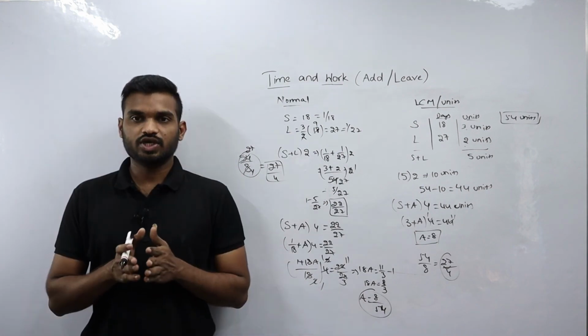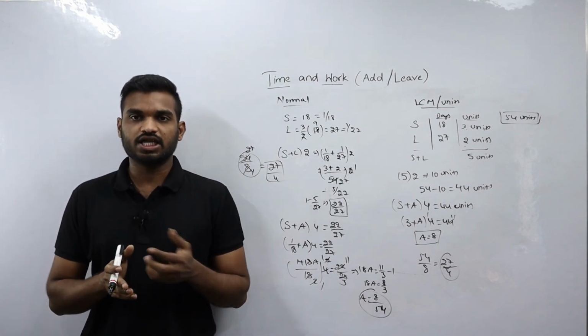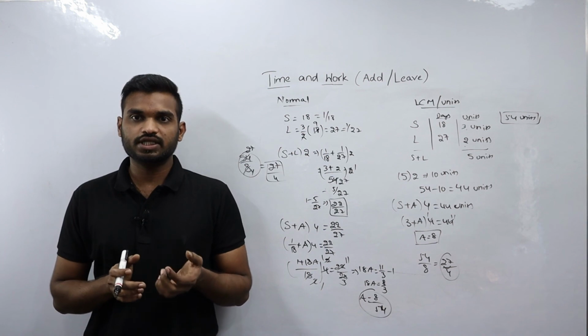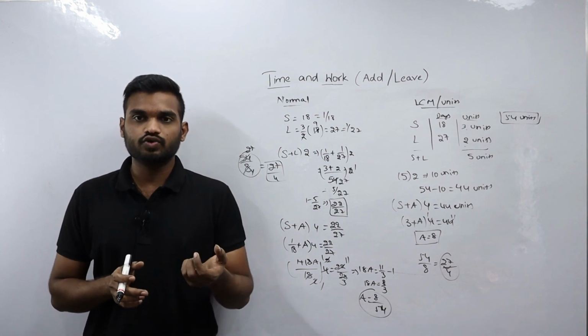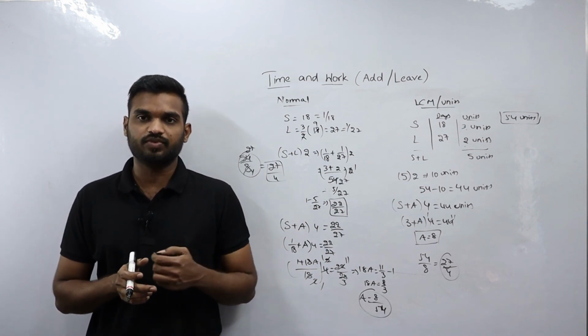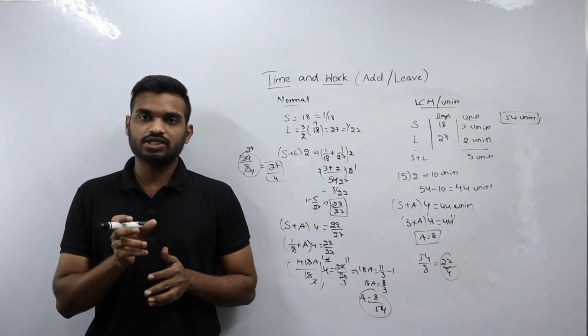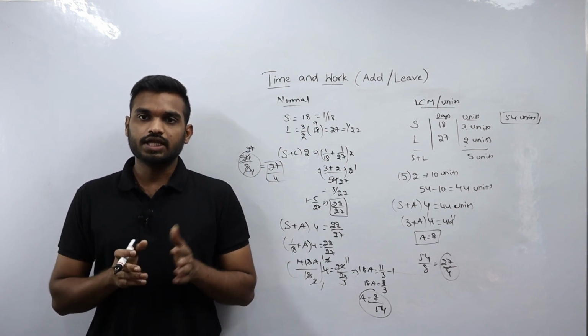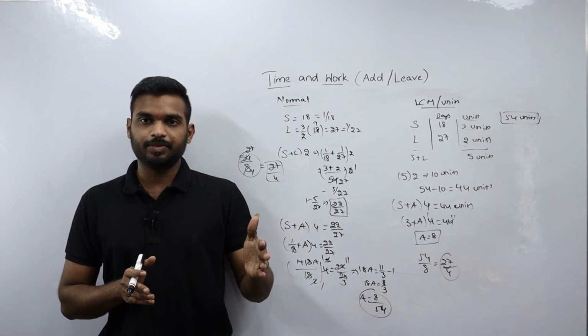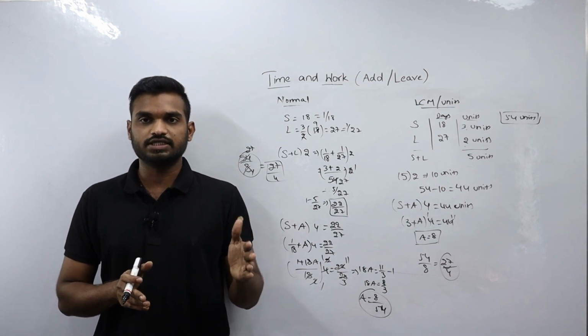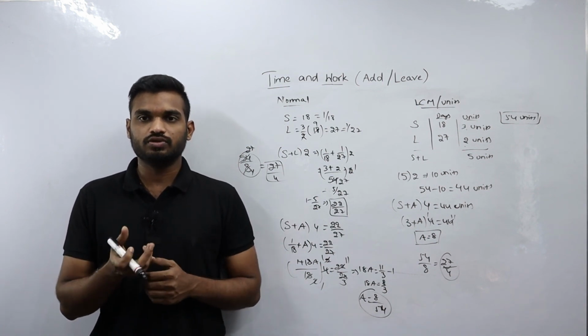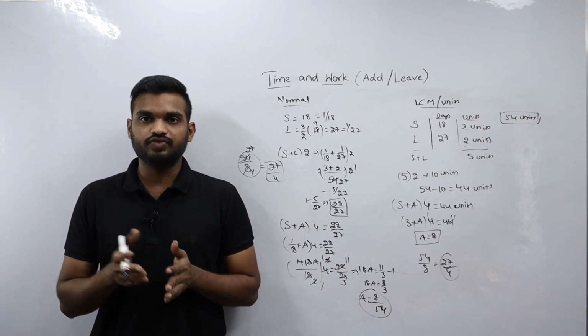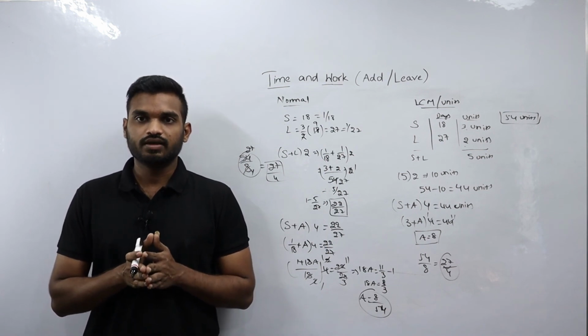Try to solve more and more problems based on adding or leaving persons in time and work. The only thing you need to consider here is, whenever you come across adding or leaving persons in time and work, you need to consider the total amount of work to be done. Then you can find out the amount that is completed and also the amount of work that is left over. If you are able to write this, then you can solve the problems very easily in the exams. Okay, and that's it for this video.